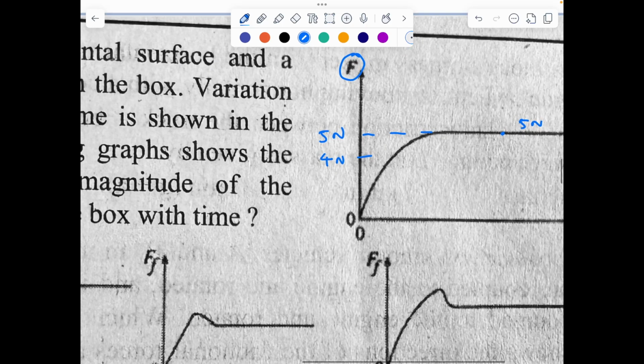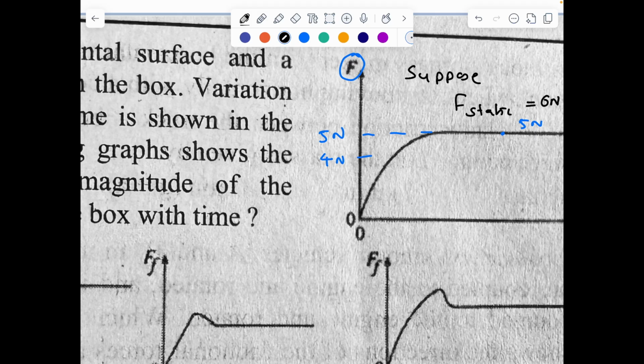So now think, what if the static limiting friction has a value greater than 5 newtons? Suppose the static limiting friction is equal to, let's say, 6 newtons, then the force that we have applied is below the static limiting friction.